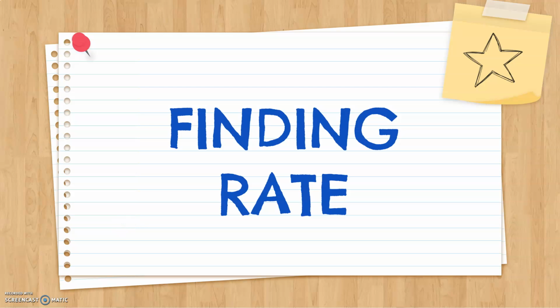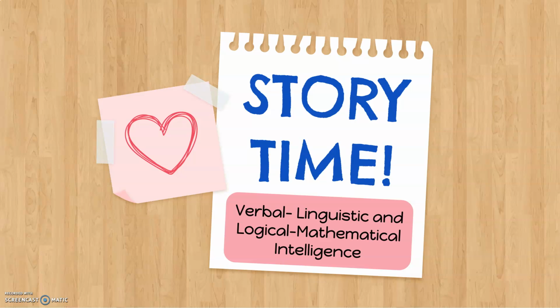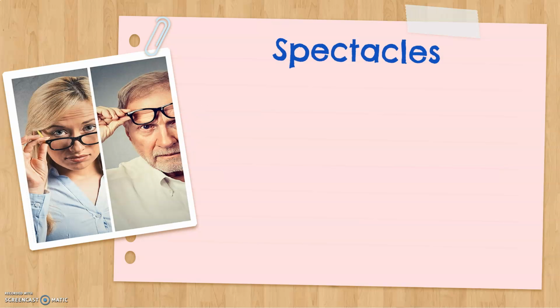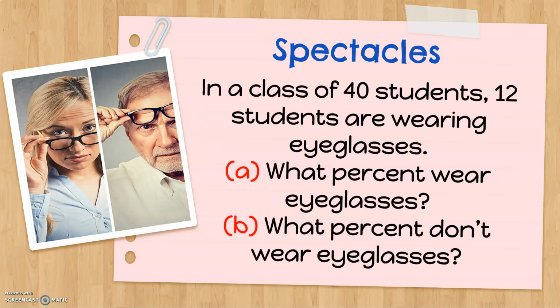Hello everyone, today we'll talk about finding the rate in a given problem. Let's start with our short story titled Spectacles. In a class of 40 students, 12 students are wearing eyeglasses. Now let us find what percent wear eyeglasses and what percent don't wear eyeglasses.